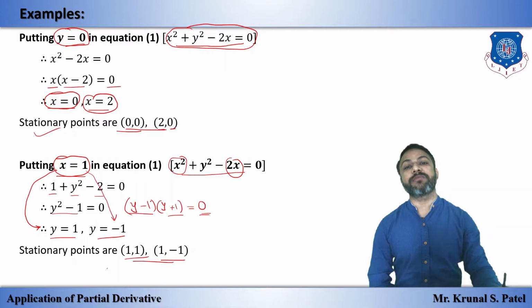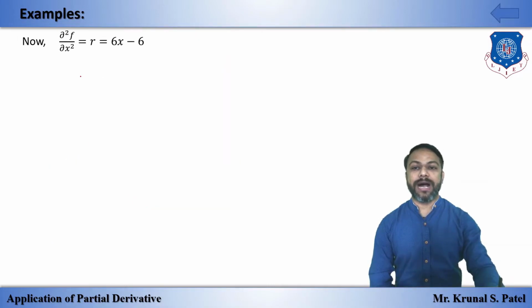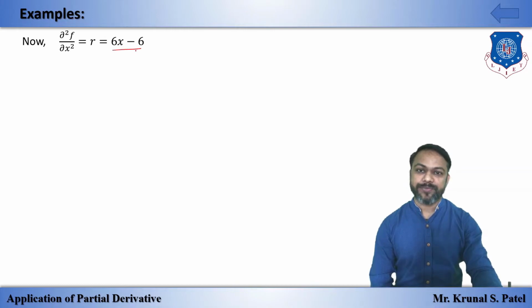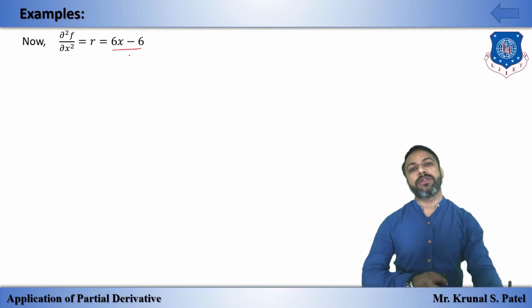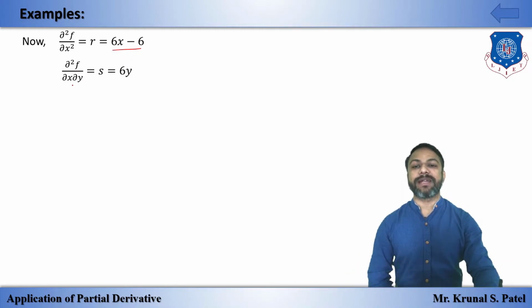Now step number 4 is to find r, s and t. So r means differentiation of del f by del x again with respect to x. So we will get 6x minus 6. You can pause the video, go backward, and check. Now find del square f by del x del y, that means s. That means differentiation of del f by del x with respect to y, or you can differentiate del f by del y with respect to x. Both will be the same by the mixed derivative theorem, which is 6y.